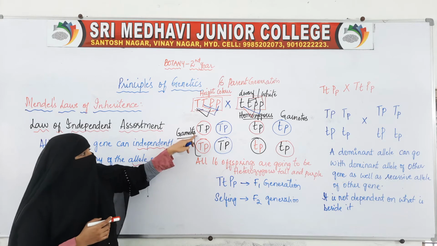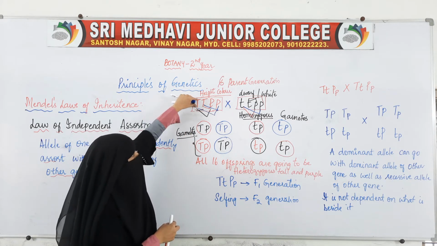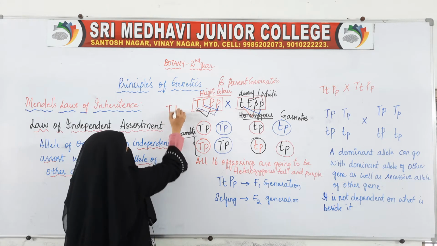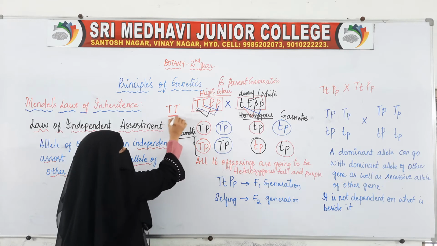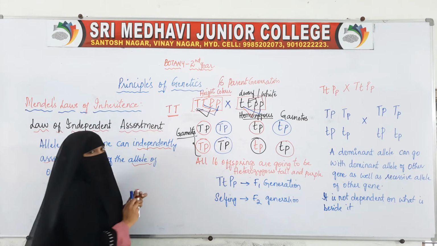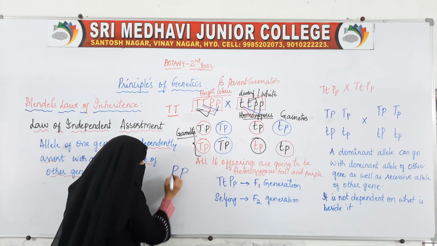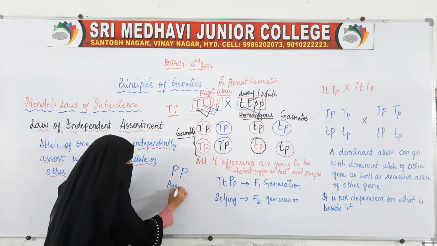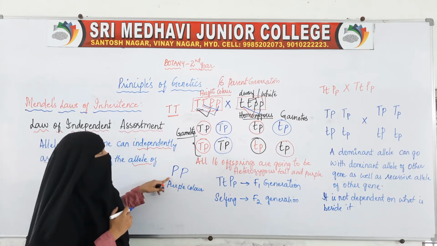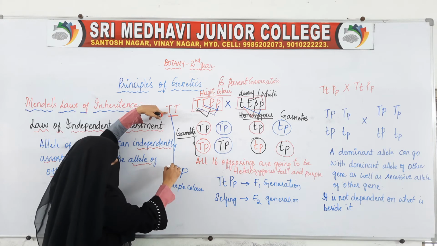So when it forms gametes, each allele, this is one allele, this is another allele. For tallness, this is the gene which is for tallness. It has two alleles, this is one and this is one. Now this is the gene with two alleles which gives purple color. Now this T can go and form gamete with this also.